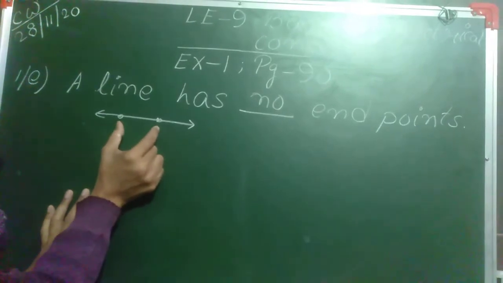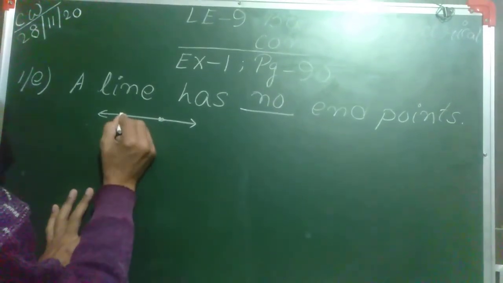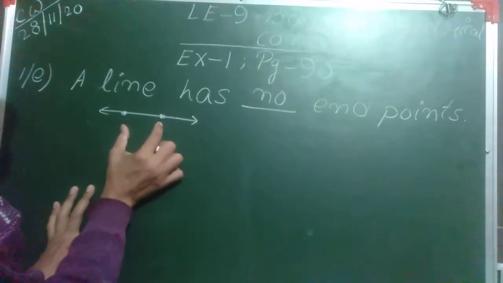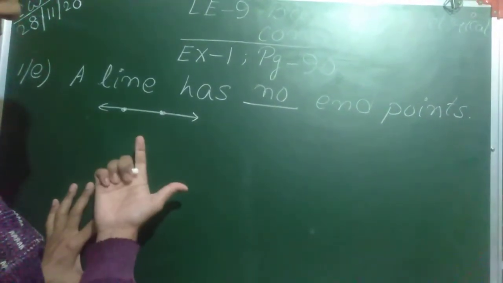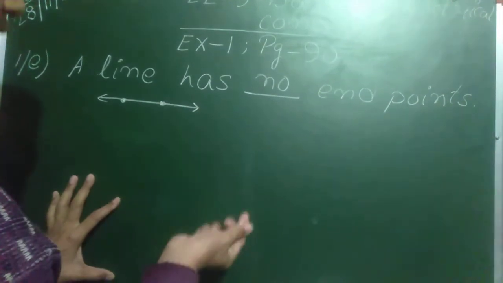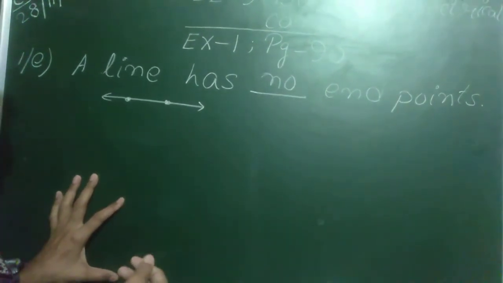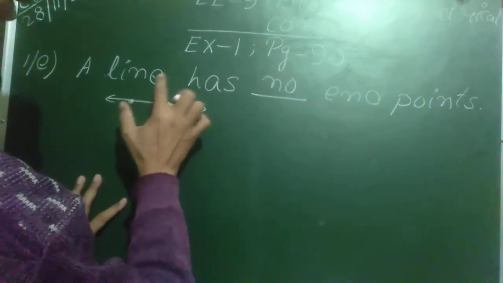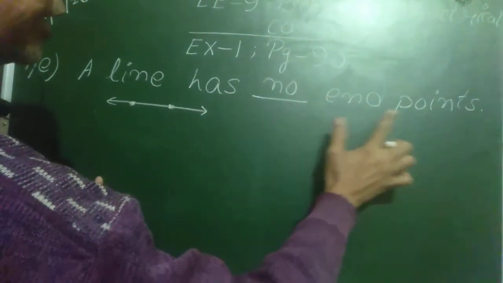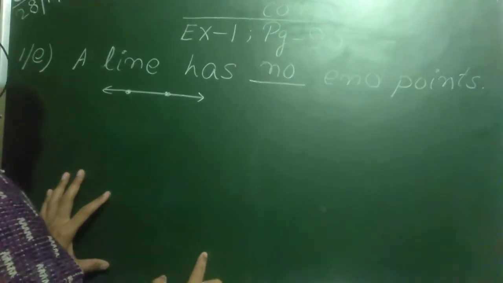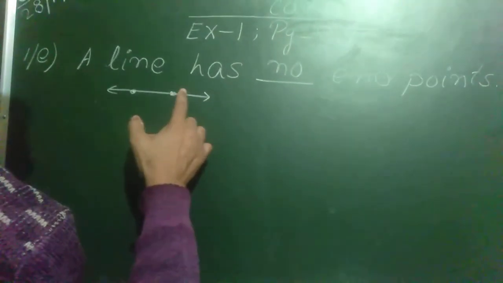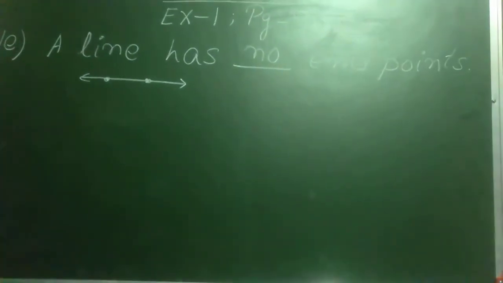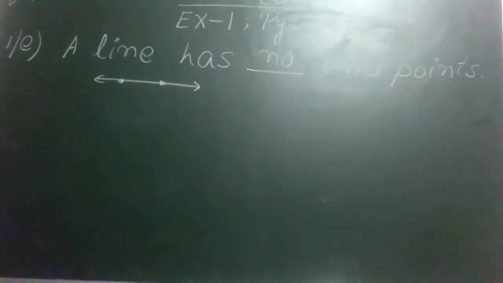So you can tell what are these. For naming a line I have to give it 2 points, or you can name a line by some other way also. Okay, but you will remember that a line has no endpoints. Now I shall explain it again in my next video. Then come to question number 2.